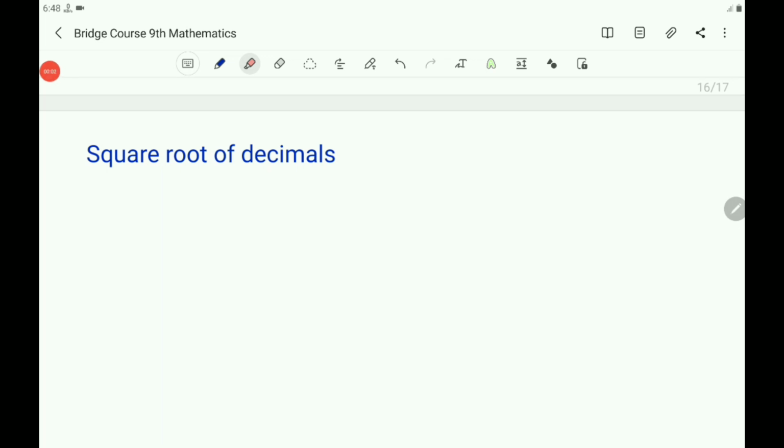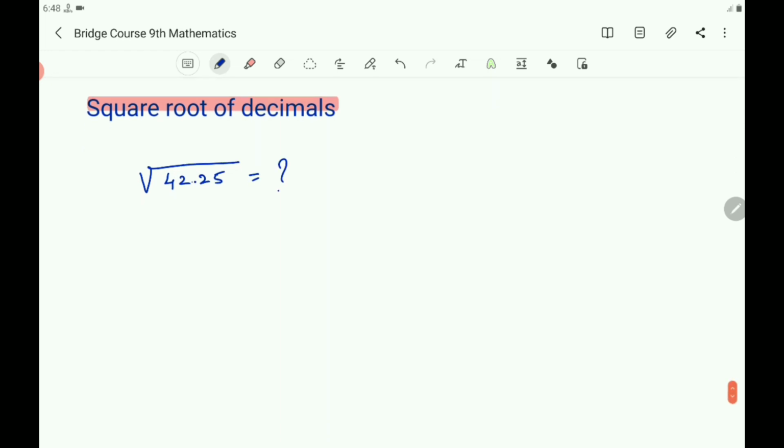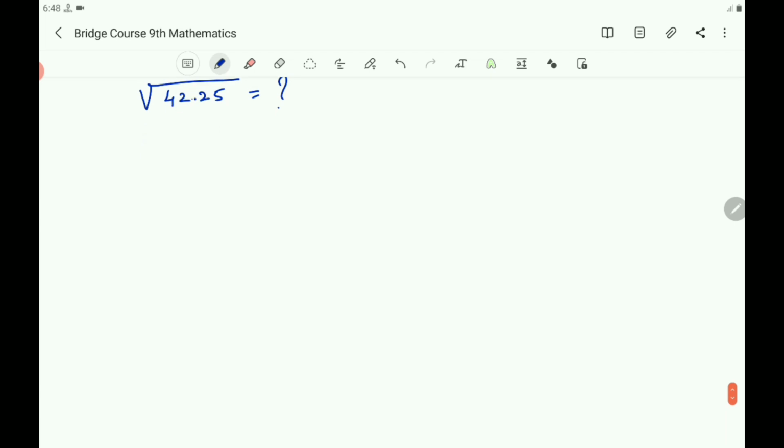Now let us discuss about the square root of decimals. To take one example, square root of 42.25 is to be found out. Now here that is possible only by the division method. Now you consider the number 42.25. Here we have to find the square root of 42.25.